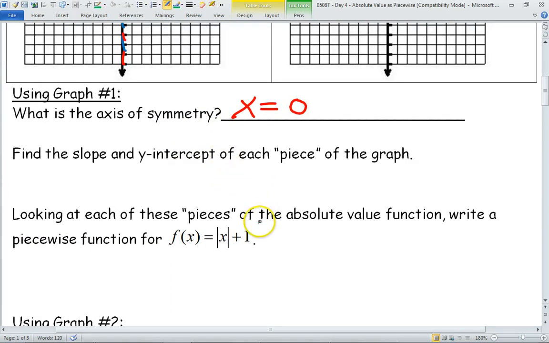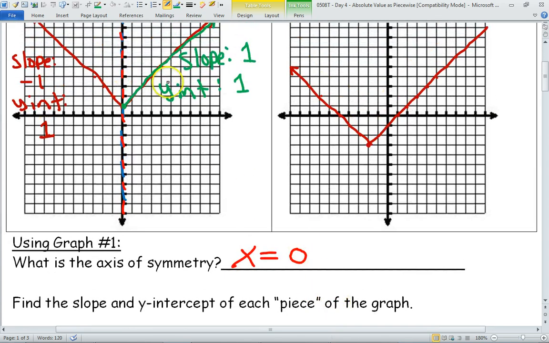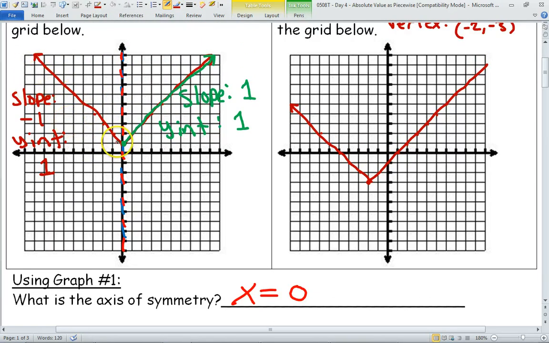Looking at each of these pieces of the absolute value function, write a piecewise function. Now, remember what a piecewise function looks like. It starts off with f of x, like this, and then it's got this kind of bracket, and we're going to write each of the pieces. Let's work left to right. That's what I like to do. And I'm going to keep matching the colors. So let's do the left branch, the branch that's in red.